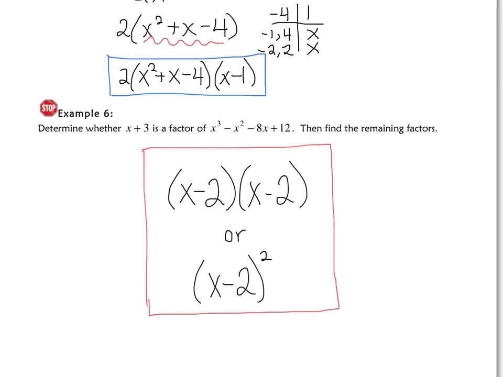Alright, so hopefully you should have found that x plus 3 was a factor and then gotten a polynomial that factored into x minus 2 times x minus 2, which you could write that way, or x minus 2 quantity squared. And if you want to write it as a fully factored polynomial, you would tack on that x plus 3 that was also a factor of that polynomial.